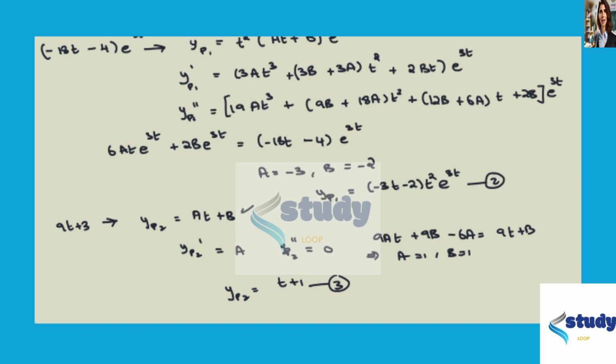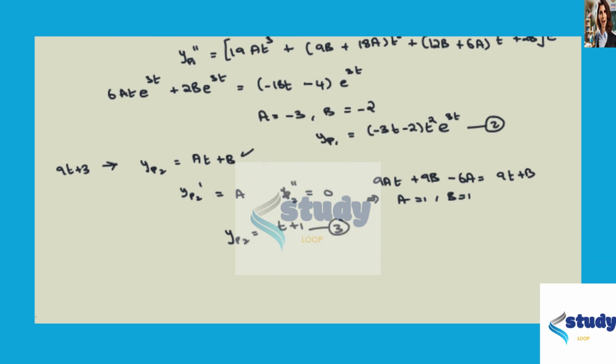Adding up equations 1, 2 and 3, we obtain the general solution y equal to -3t cubed e^(3t) minus 2t squared e^(3t) plus t plus 1 plus c1 e^(3t) plus c2 t e^(3t). Now we make use of the initial conditions.